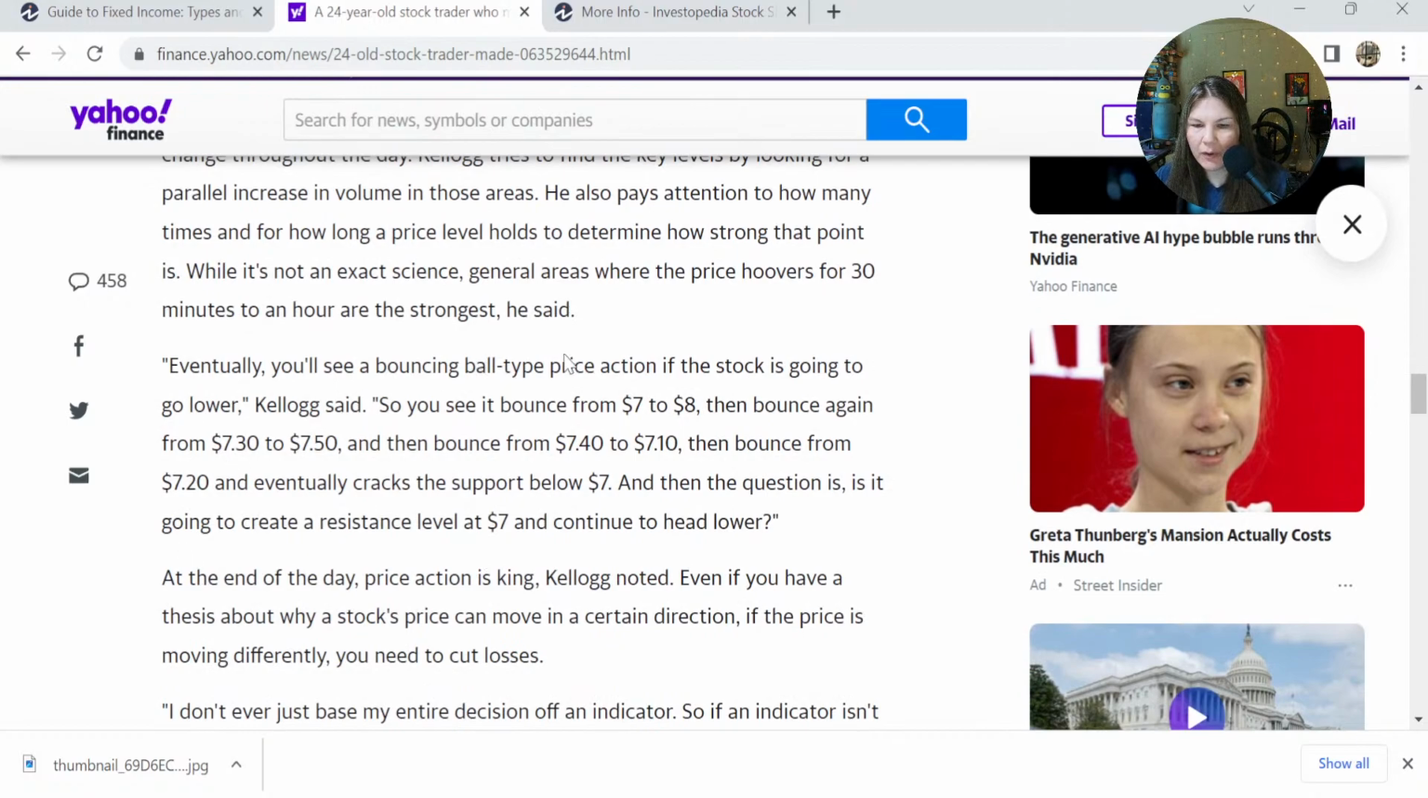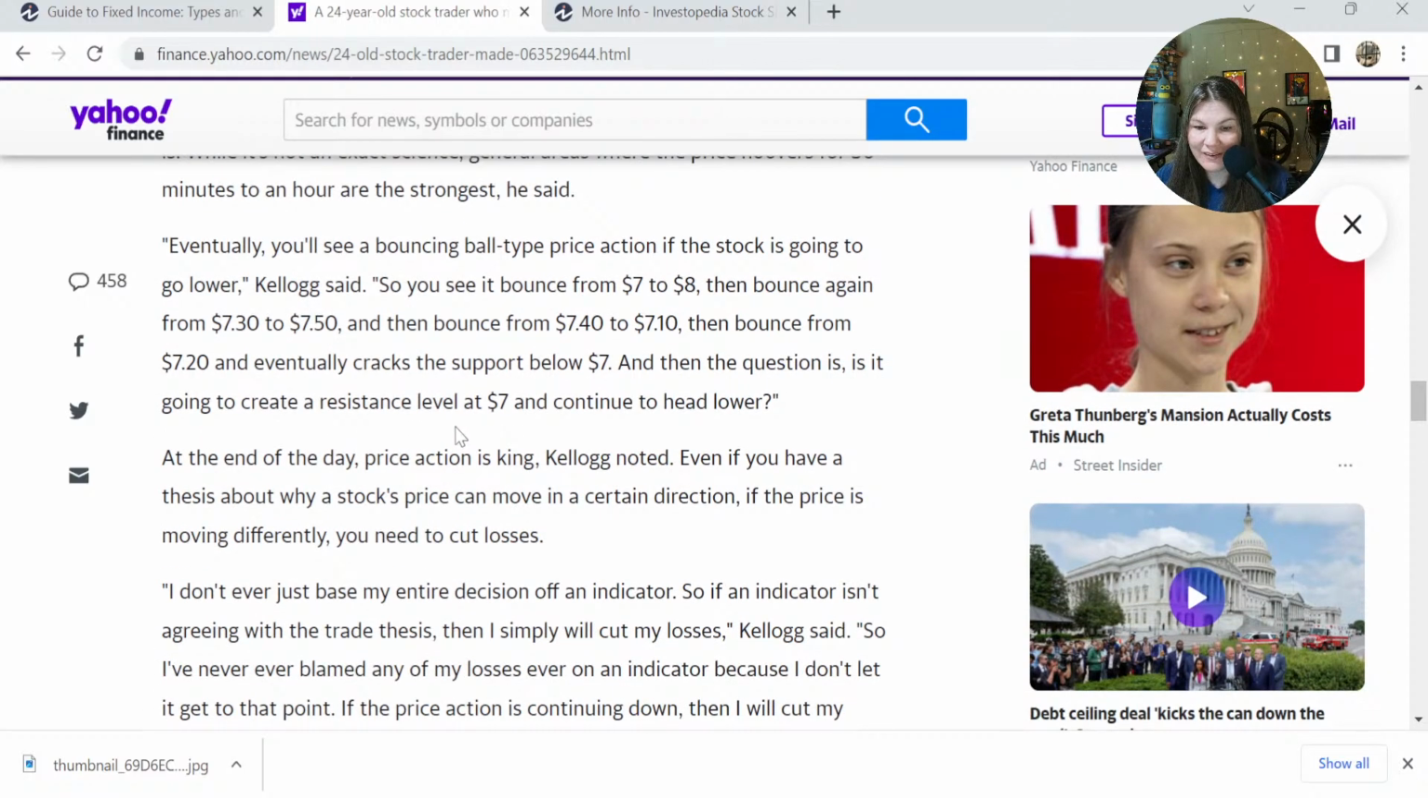"Eventually, you'll see a bouncing ball type price action if the stock is going to go lower. You see it bounce from 7 to 8, then bounce again from 7.30 to 7.50, and then bounce from 7.40 to 7.10, then bounce from 7.20, and eventually cracks the support below 7. And then the question is, is it going to create a resistance level of 7 and continue to head lower?"